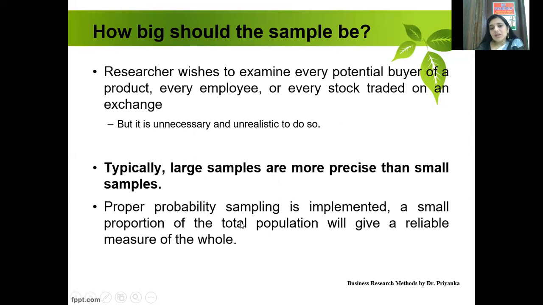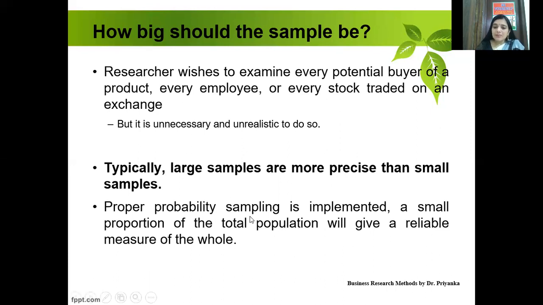But typically we say that large samples are more precise than small samples in most cases, but still we should go for smaller samples as much as possible, because when you go for smaller samples, it is easy to conduct the survey, right? But when we go for larger samples, we will be able to get very accurate, undistorted results. That's true. But if you go for extra large samples, then it might distort the results to the extent that a smaller sample was better than the extra large sample. So it should be appropriate, neither too large nor too small.